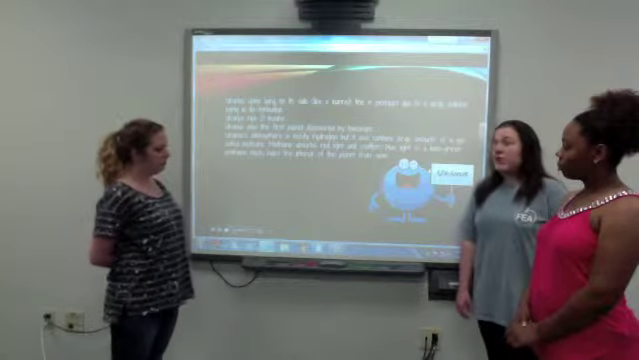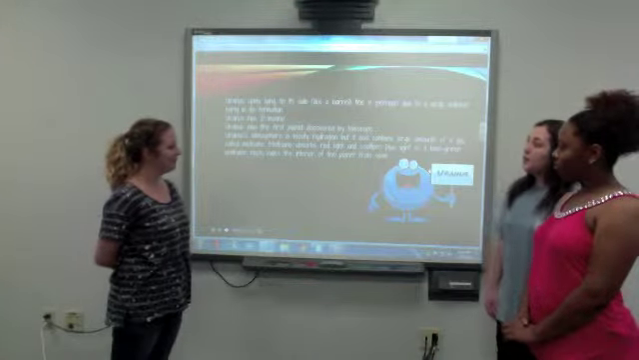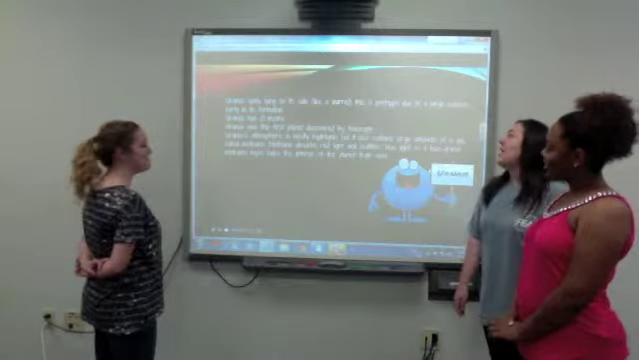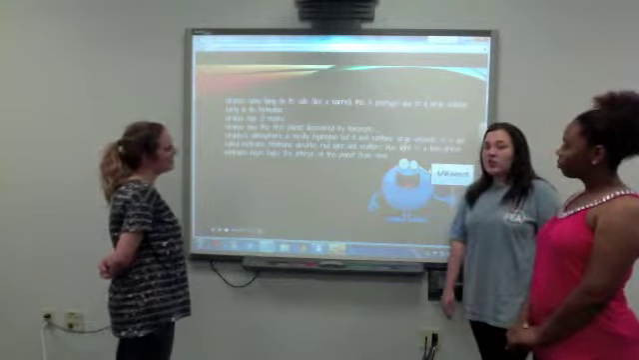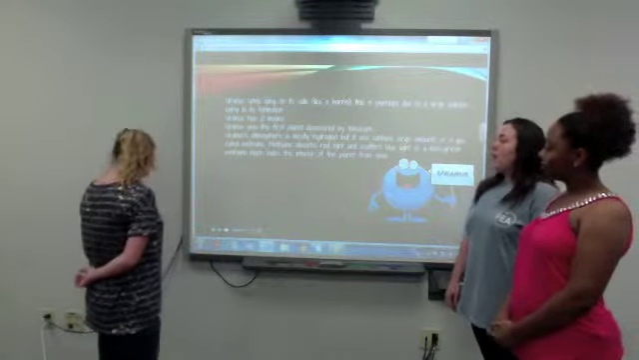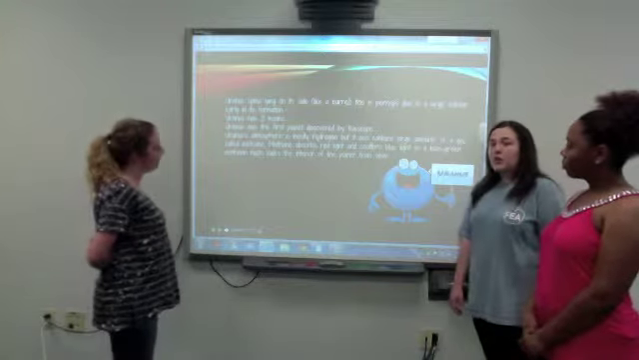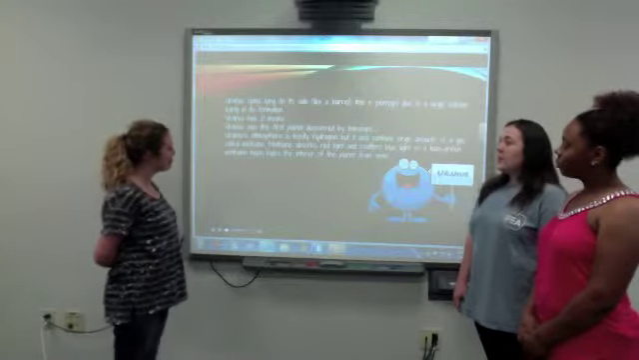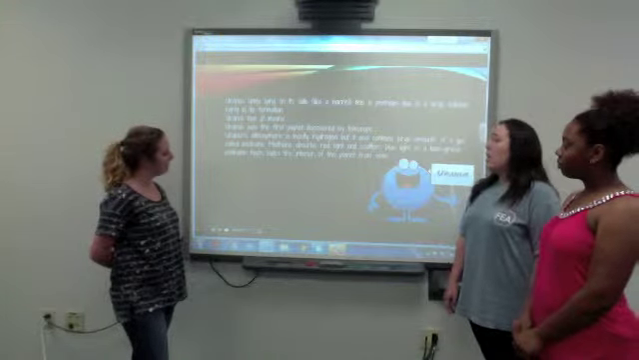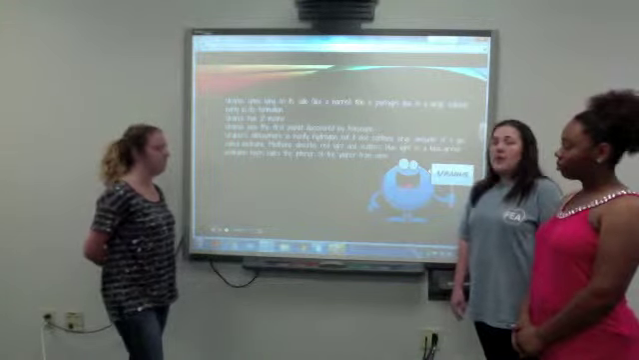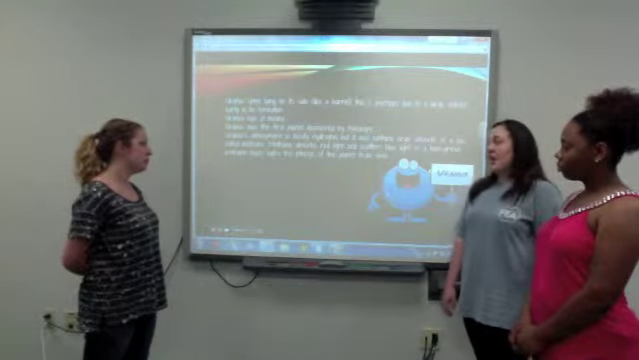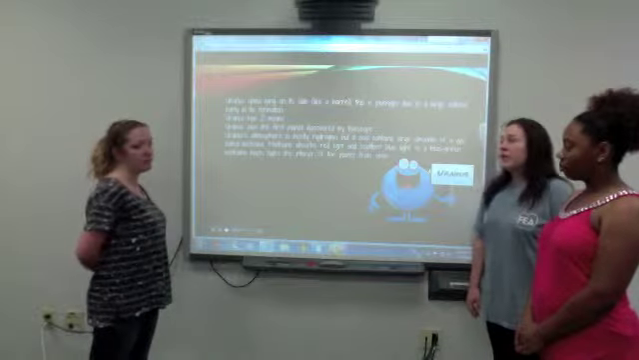Next, the children will learn about Uranus. Uranus spins lying on its side like a barrel. This is perhaps due to a large collision early in its formation. Uranus also has 21 moons. Uranus was the first planet discovered by telescope. Uranus's atmosphere is mostly hydrogen, but it contains large amounts of a gas called methane. Methane absorbs red light and scatters blue light, so a blue-green methane haze hides the interior of the planet from view.